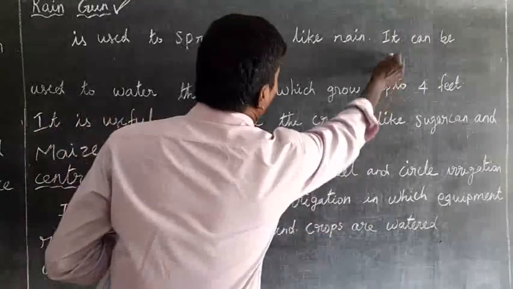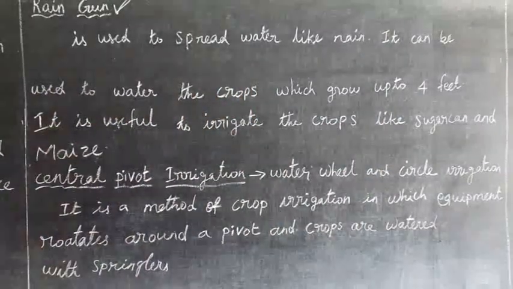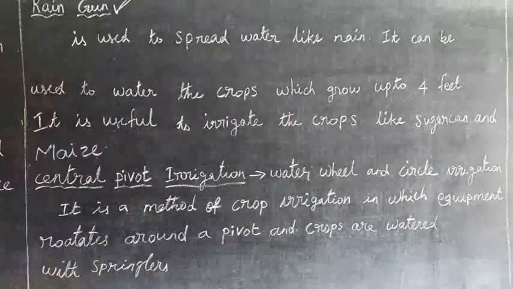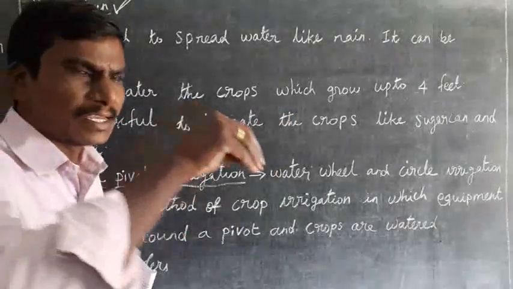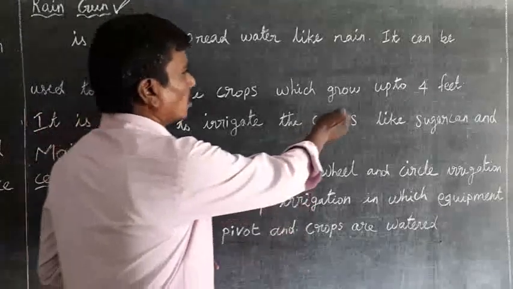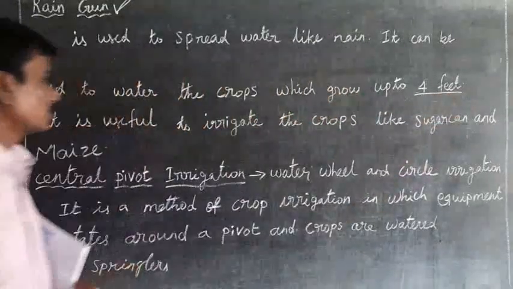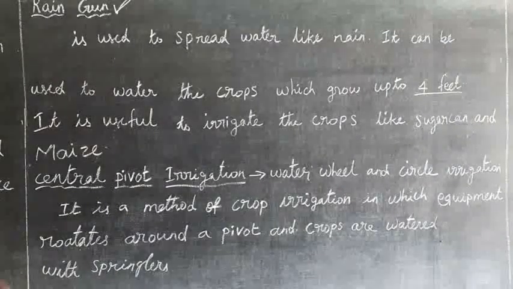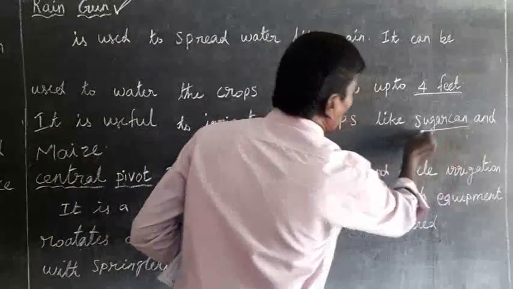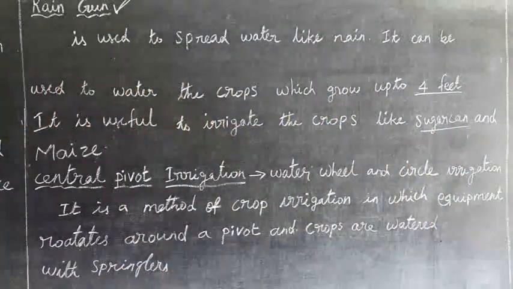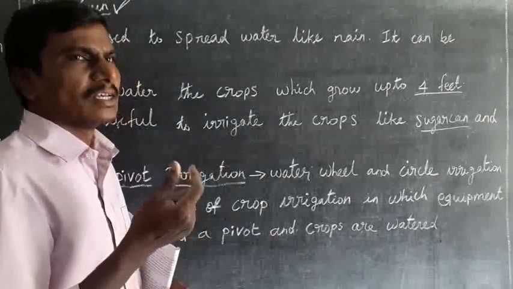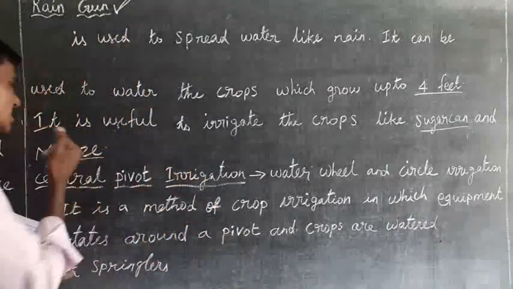It can be used to water crops grown up to 4 feet. It is useful for irrigating crops like wheat, sugarcane and maize. So it is mainly used with rainfall-style water for sugarcane and maize.